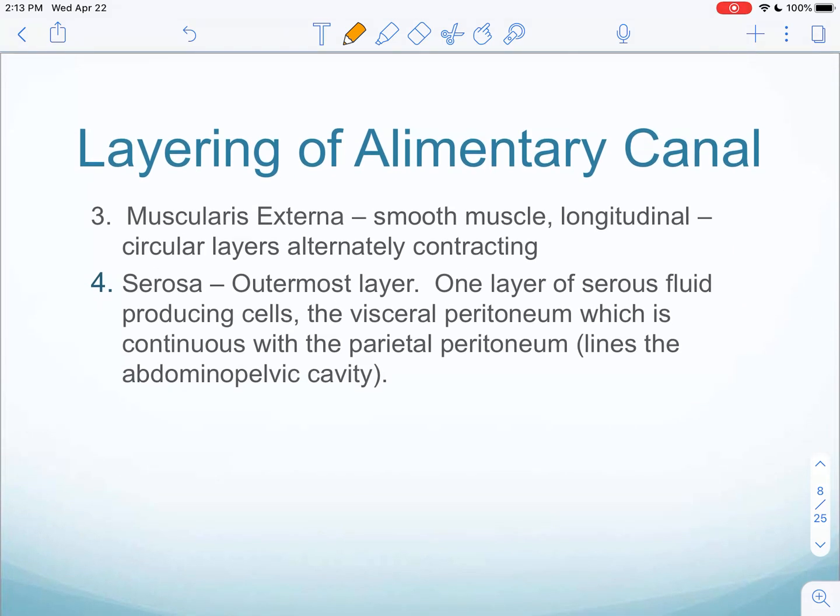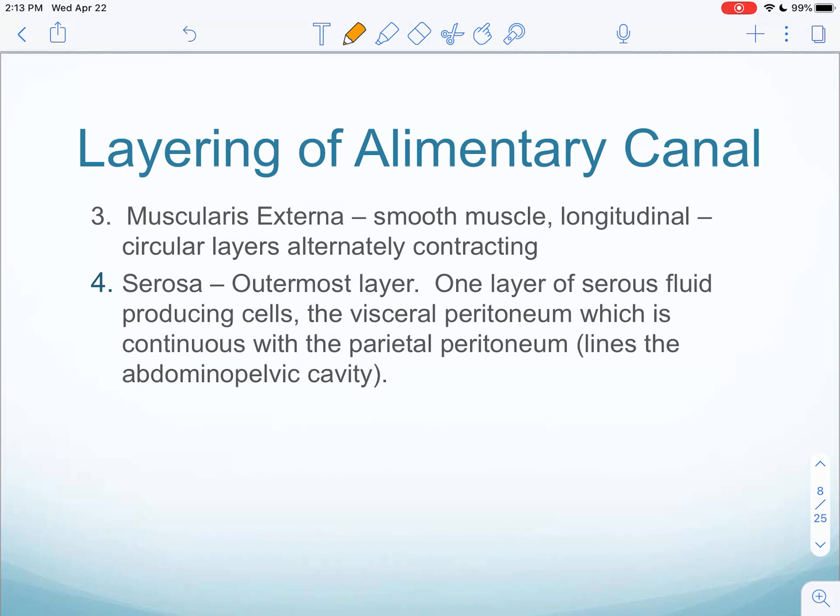As you continue one more layer down, you've got the muscularis externa, which has 2 layers of smooth muscle that alternately contract, and when they do so, they push on the material in the opening that the food's going through to squeeze it down further and force it down the tube.